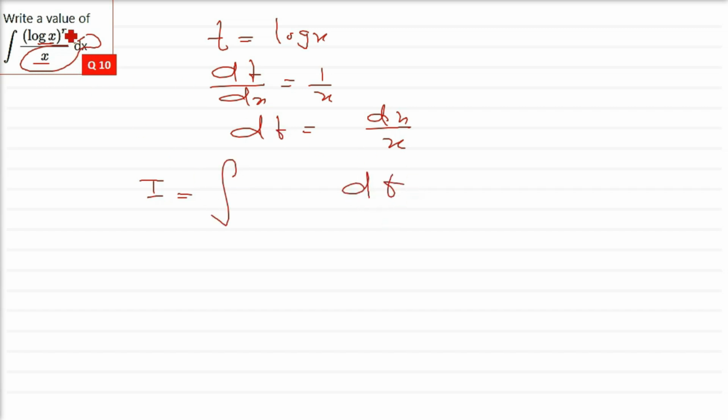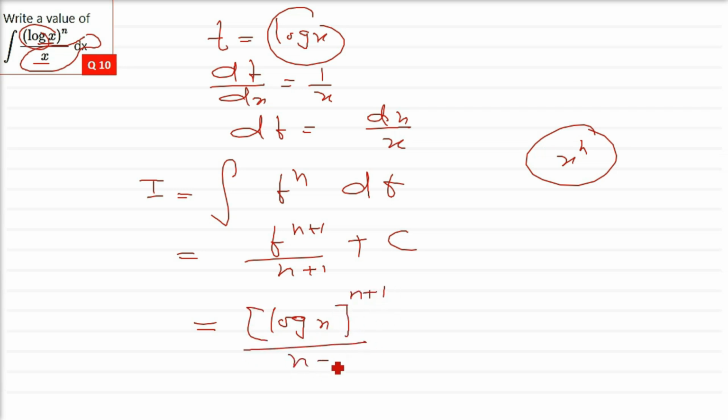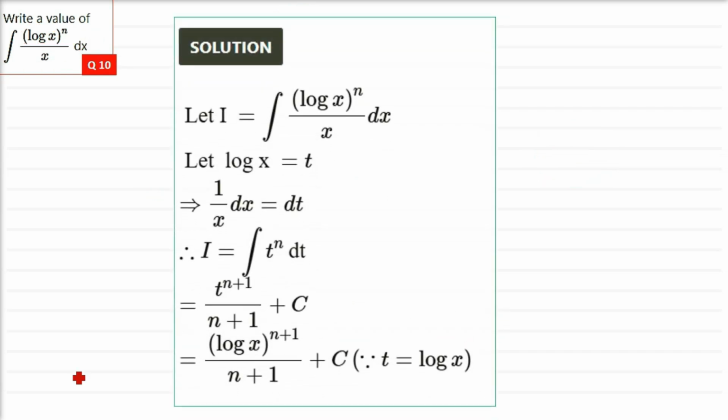So this dt, it's simply t raised to n. So it's a general solution. x raised to n, we were integrating earlier, x raised to n plus 1 by n plus 1. In this case, x is taken as t. So t raised to n plus 1 by n plus 1 plus constant of integration. But one more replacement is required. t was taken as log x. So you can write it as log x raised to n plus 1 divided by n plus 1 plus a constant of integration. Now this is how it will be completed.